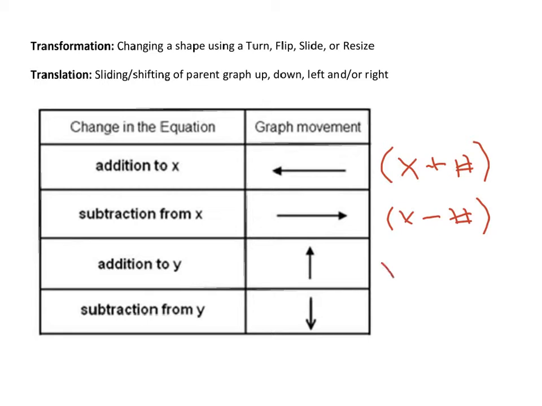However, if you have x plus a number outside of the parentheses, then that's going to shift the parent graph up. And if you have x minus a number outside of the parentheses, that's going to shift the parent function down. And you could have a combination of these. You could have an addition in the parentheses and a subtraction outside of the parentheses, and it should be shifted to the left and down. All right, once you get these notes taken down, feel free to pause if you need to, and we'll go ahead and look at some examples.